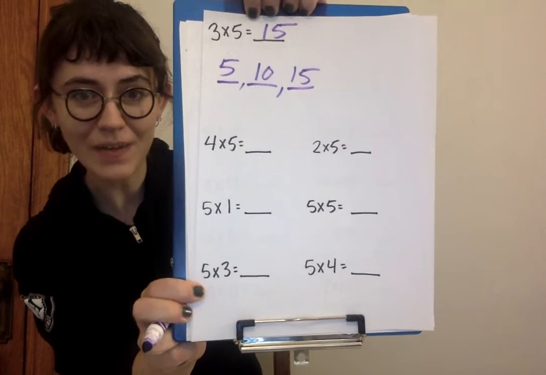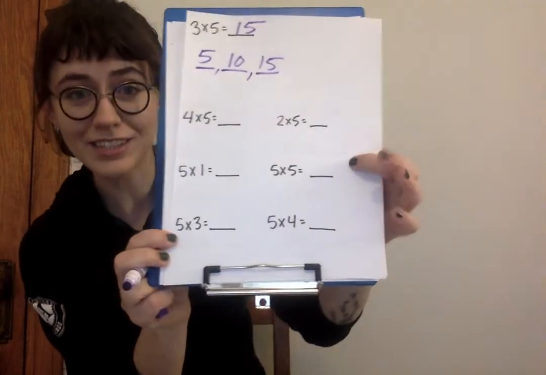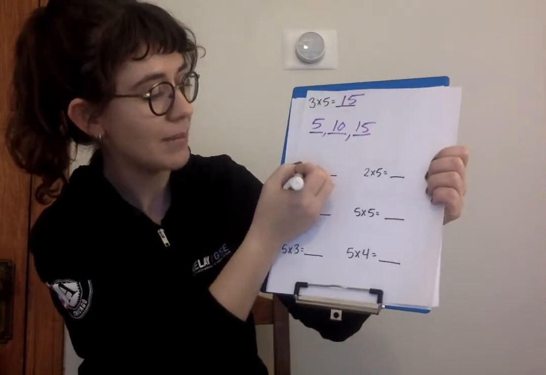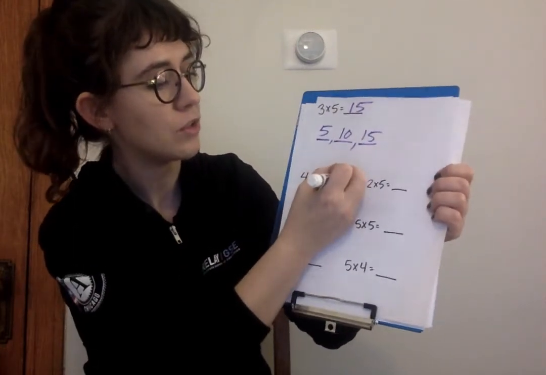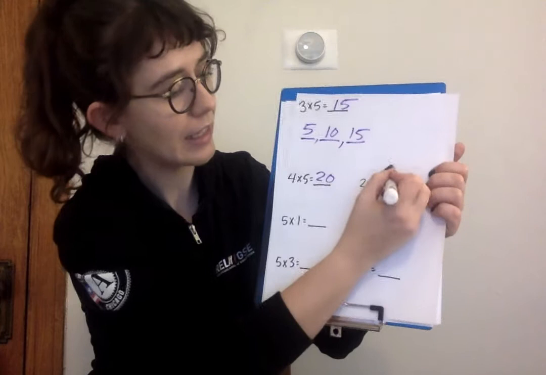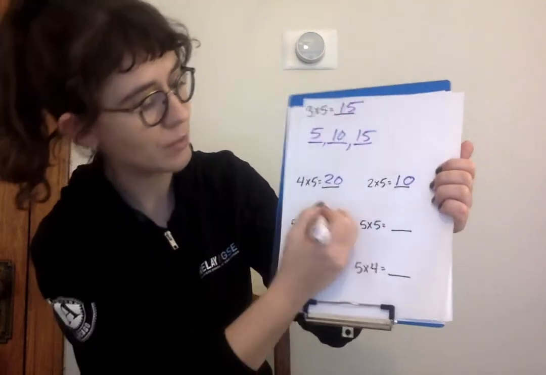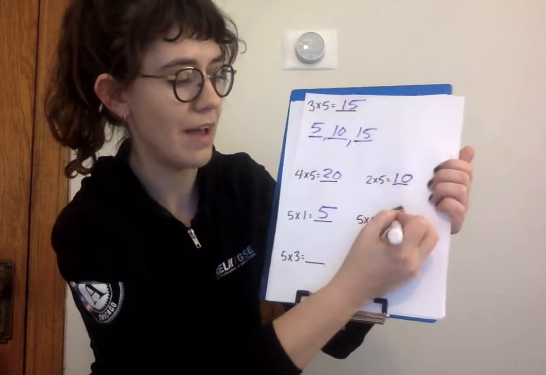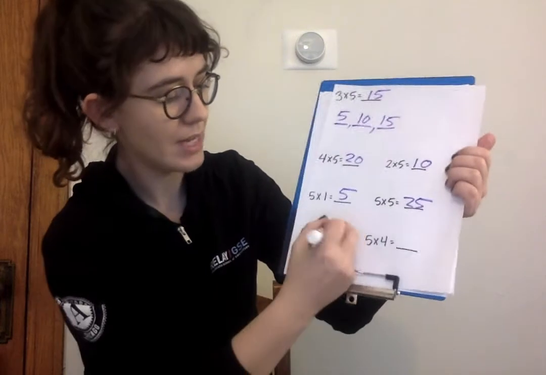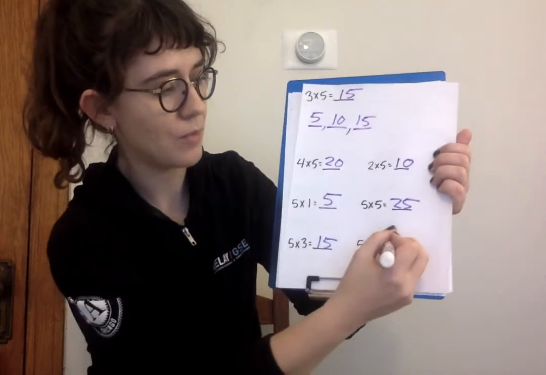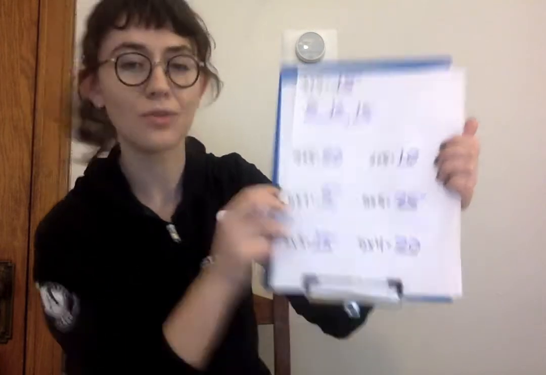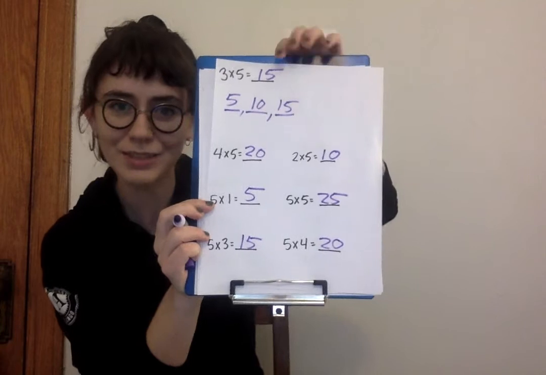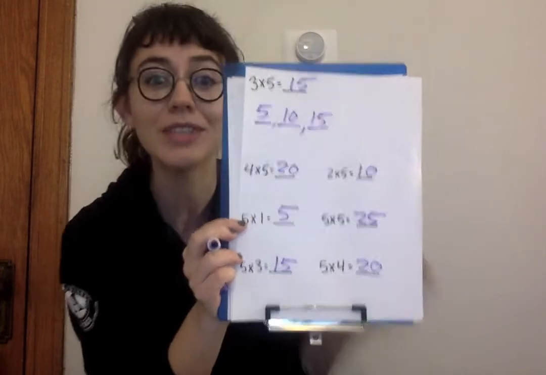Okay, pause the video. I'm going to trust that you went ahead and did those, and now I'm going to show you how to do it on your own. All right, here we go. 4 times 5 is 20. 2 times 5 is 10. 5 times 1 is 5. 5 times 5 is 25. 5 times 3, 15. And 5 times 4 is 20. All right, give yourselves a smiley face or write a check mark next to those if you got them right, and let's move on to something new.